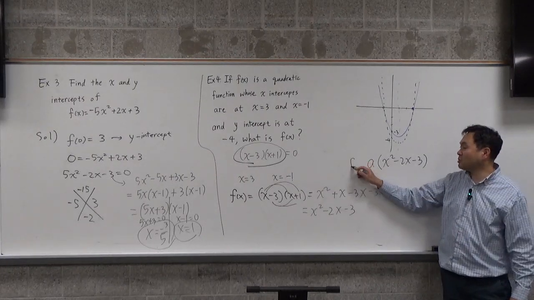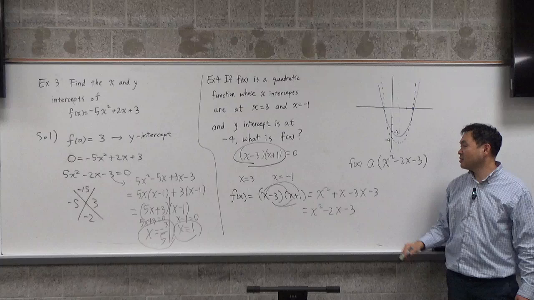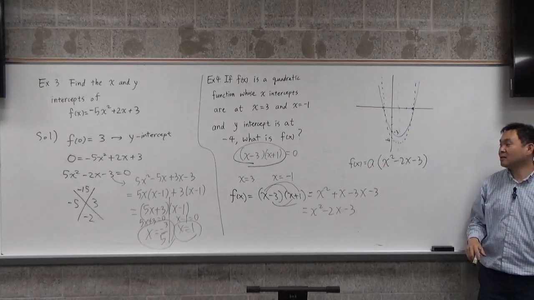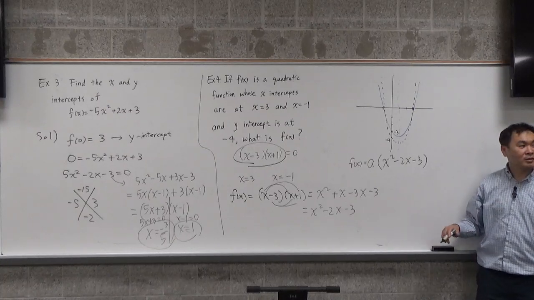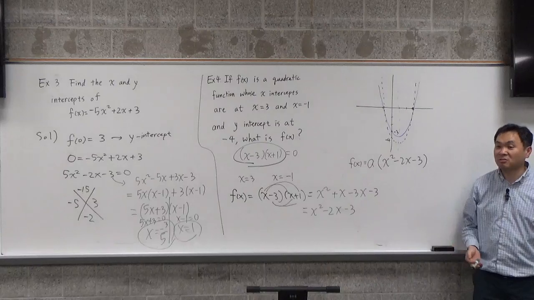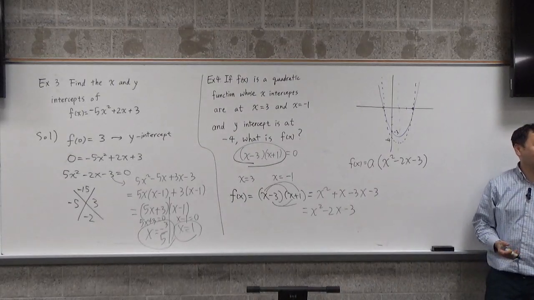So this should be our function. Not 1. Yeah? 2a equals 2. 2x? What's the value of a? That would make the y-intercept -4. That's the answer to the equals question.